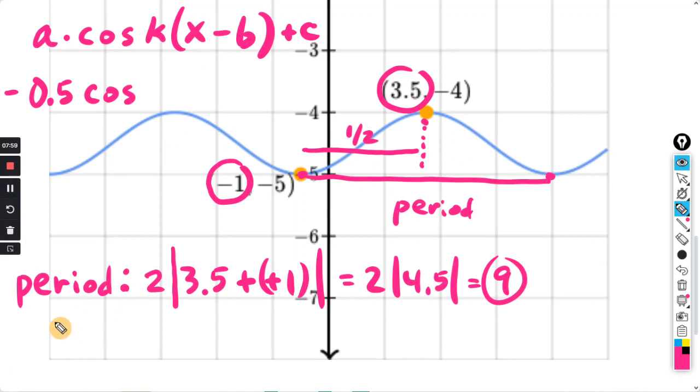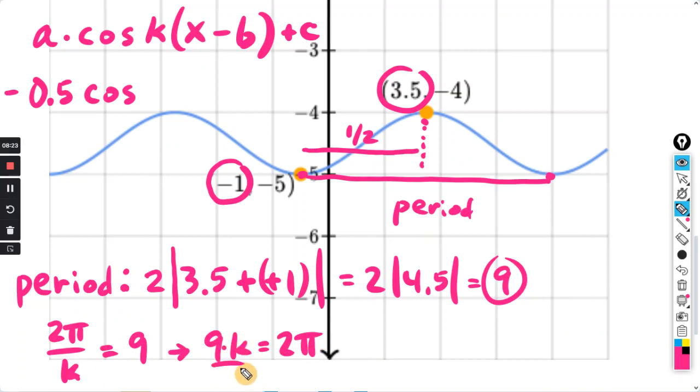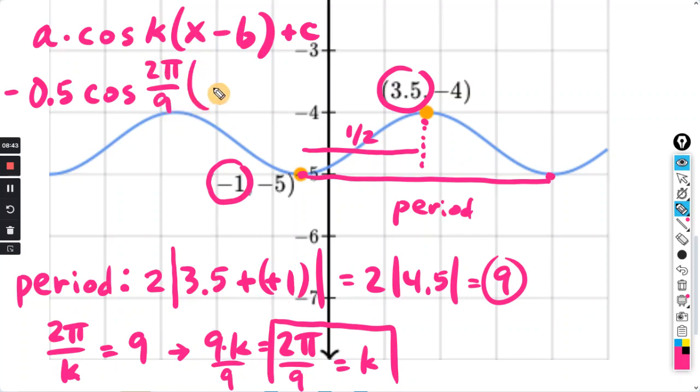Now remember the formula for the period is 2 pi over k, and that equals 9. That's our period. So if you cross multiply, 9 times k equals 2 pi, and the opposite of times 9 is divided by 9. So k is going to equal 2 pi divided by 9. 2 pi divided by 9 goes in place of k. Parentheses, we have an x, and let's do our phase shift.